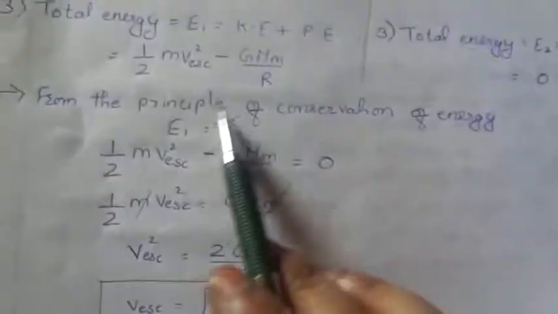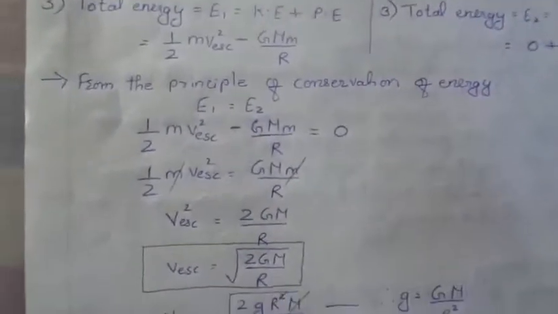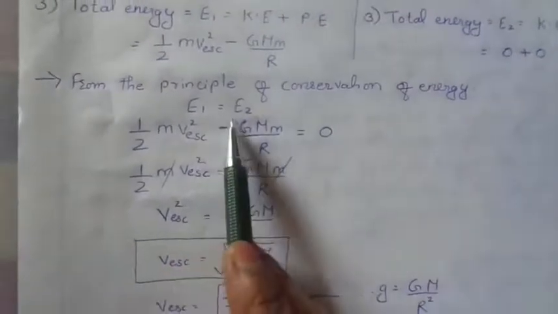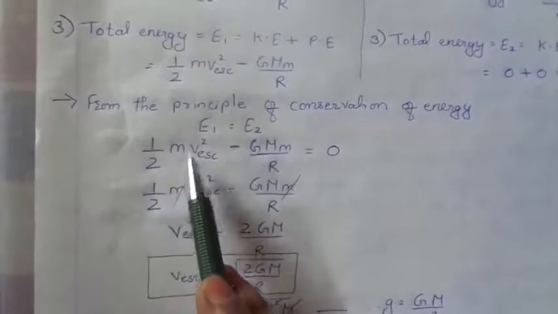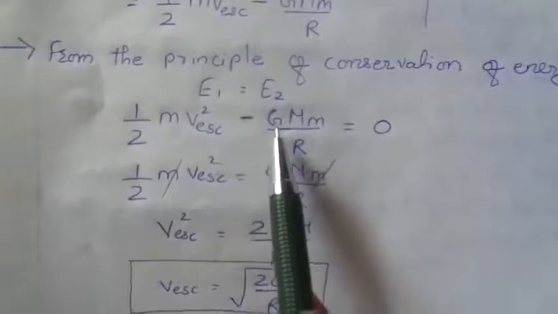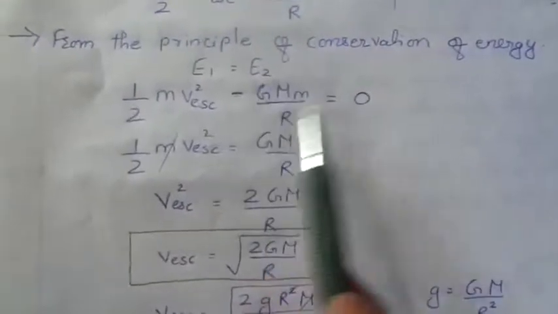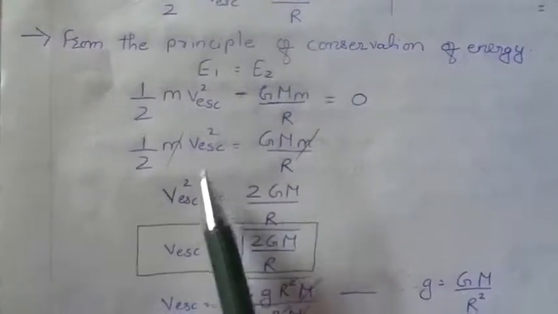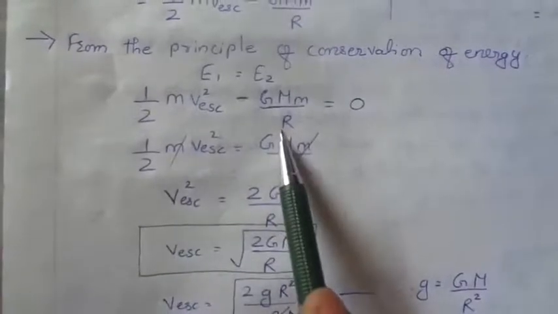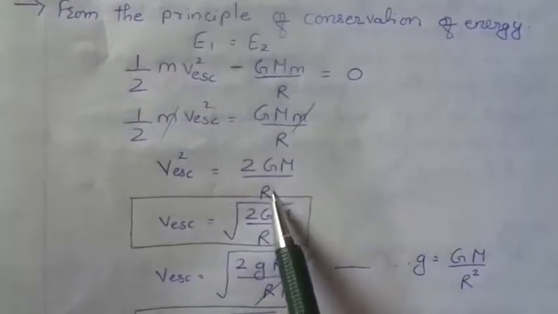Here, from the principle of conservation of energy, which you have studied in the earlier standard, the total energy is conserved. So E1 equals E2. Substituting these values, half m v_escape squared minus GMm upon r equals 0, because E2 is 0. Now taking this term to the other side, the mass gets cancelled out. The 2 we take to the other side, so v_escape squared equals 2GM upon r.